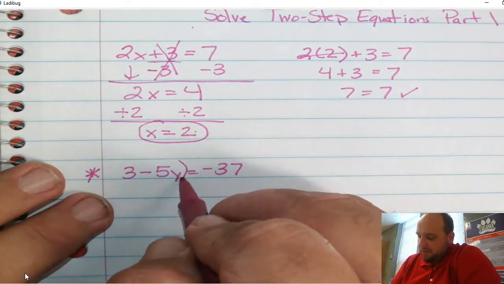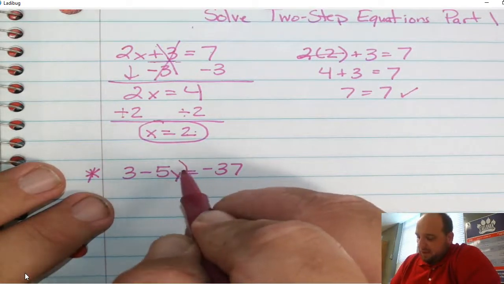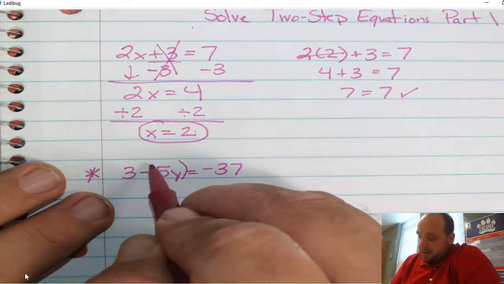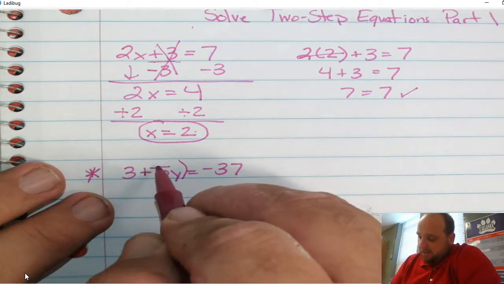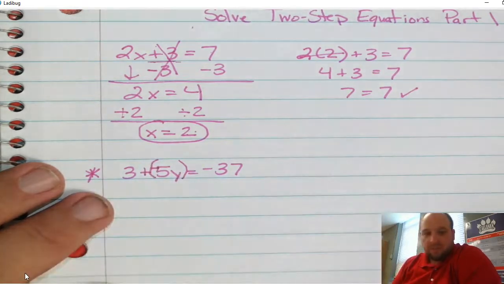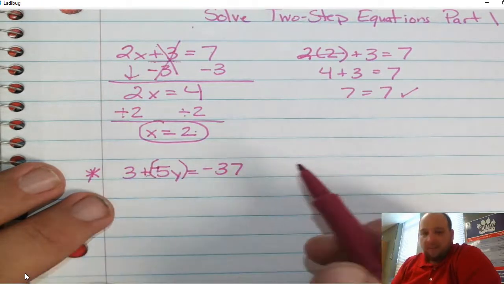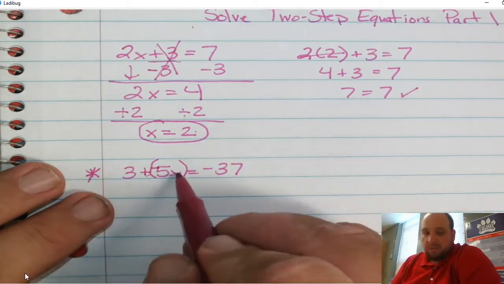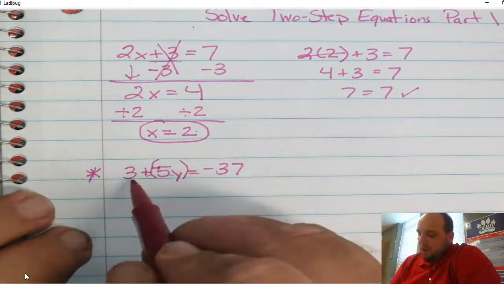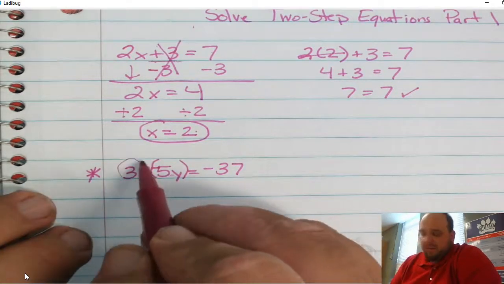I'm going to write this so as adding a negative. So I'm going to go plus a negative, and I'm going to put that negative in parentheses. So really I'm adding a negative 5y here, okay, which is being multiplied. So really what I need to do is I need to get rid of this 3.